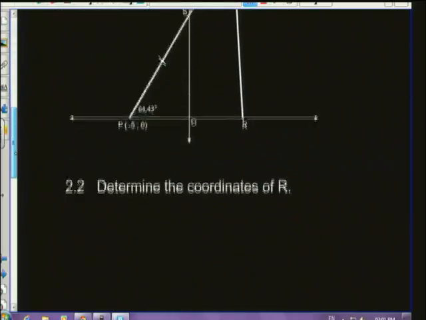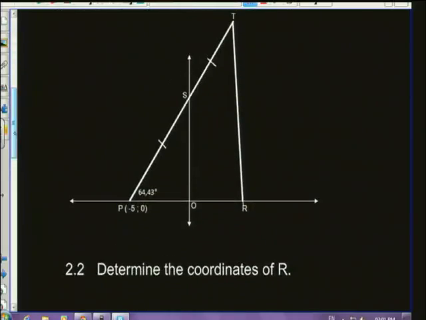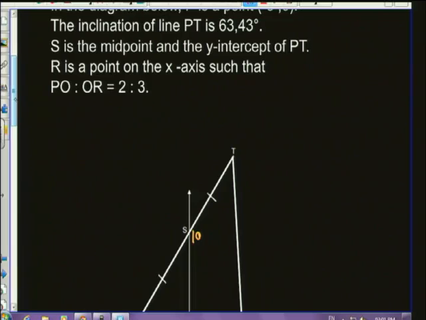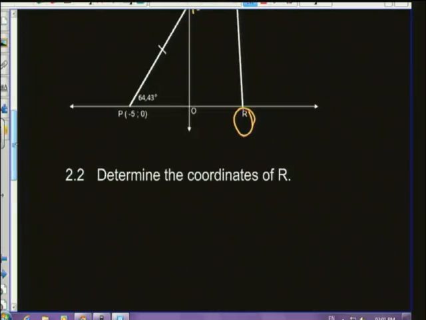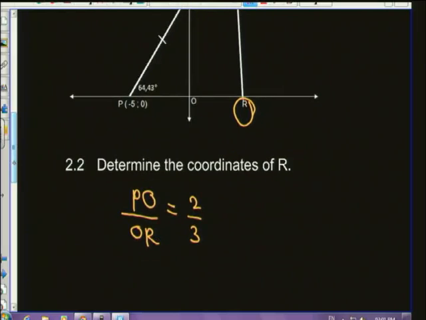Still question 2, they want us to work out the coordinates now of R, that point there. Okay, so we know that that is 10. But we're told something about point R. The only thing we're told about point R is that the ratio of PO to OR is 2 to 3. So that line divided by that line will give me 2 over 3. PO, the length of PO, divided by the length of OR will give me 2 over 3. Right. So we now need to work out the coordinates of R.